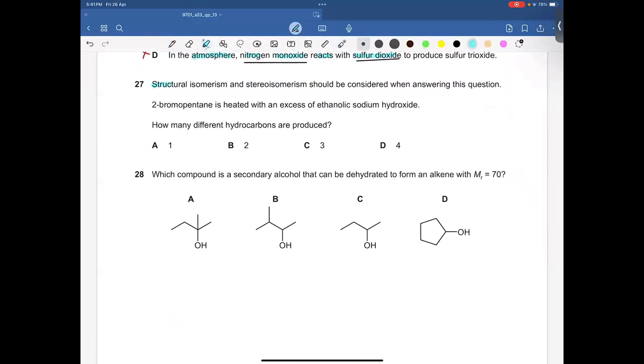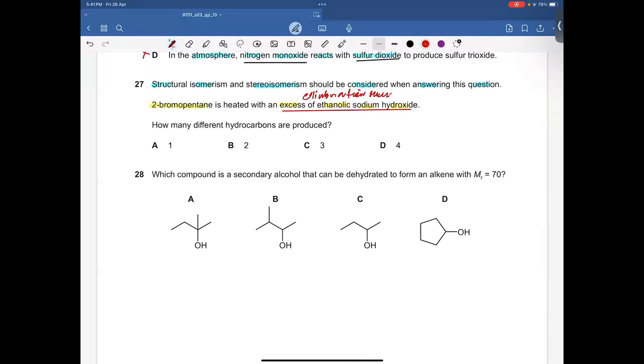Structural isomerism and stereoisomerism should be considered when answering this question. All right. 2-bromopentane, which is your alkyl halide, is heated with an excess of ethanolic solution of hydroxide, which means an elimination reaction takes place. When any alkyl halide undergoes elimination, always alkene is formed.